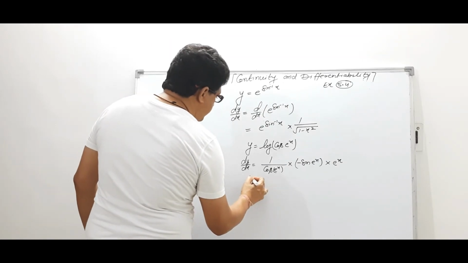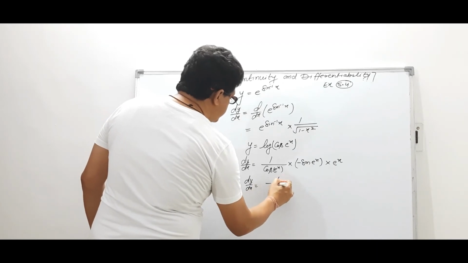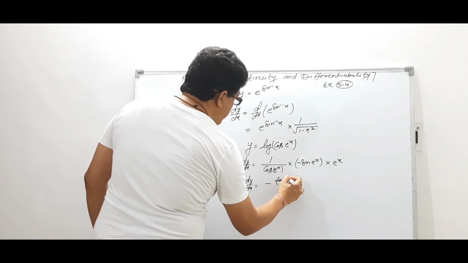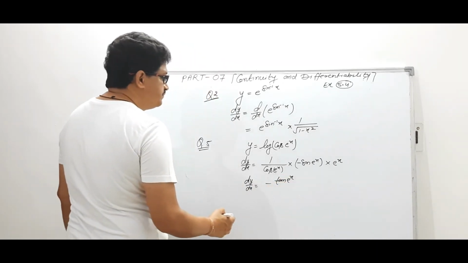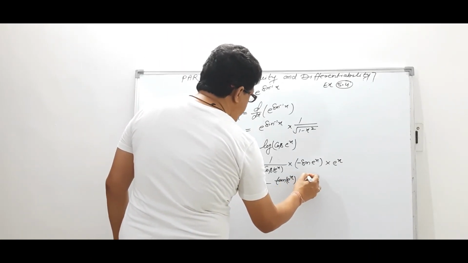dy by dx is equals to minus tan e raised to x into e raised to x.